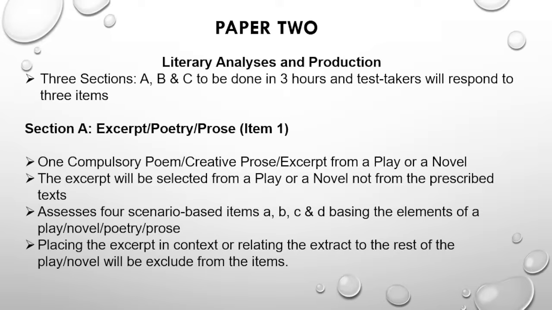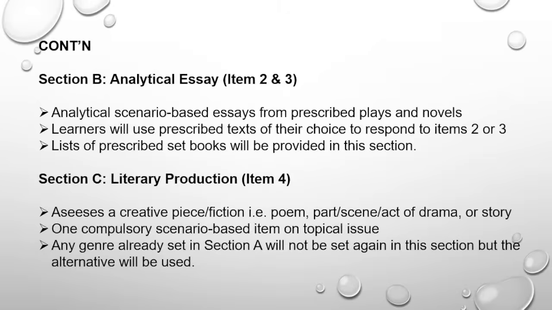Then, placing the excerpt in context or relating the extract to the rest of the play or novel will be excluded from the items. Why is it like this? If the extract is new and it is from a book the learner has never read, there's no reason why we should test plot, because the other two aspects, placing the excerpt in its context and relating the extract to the rest of the novel or of the play, are needed when somebody has read the whole book. So we shall leave out that item, which will not be set.